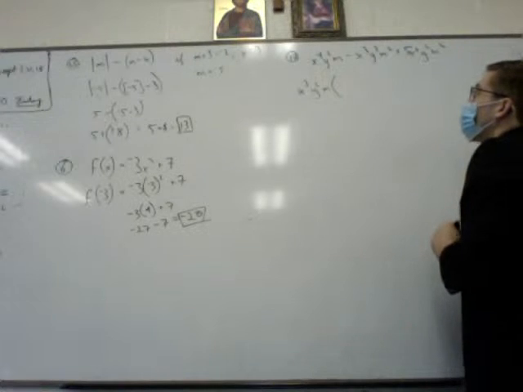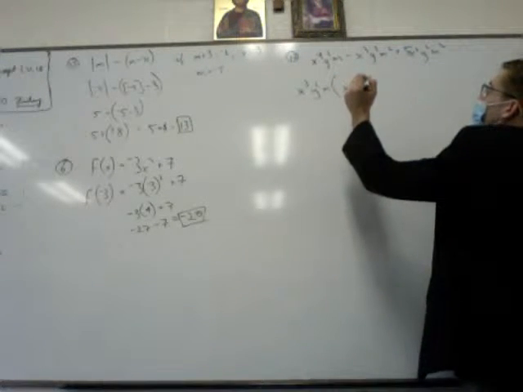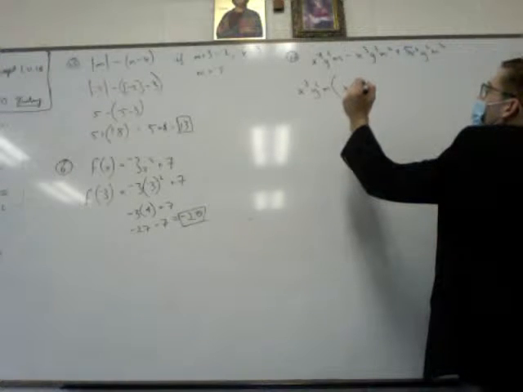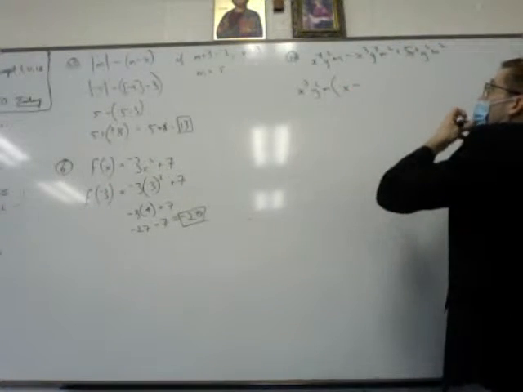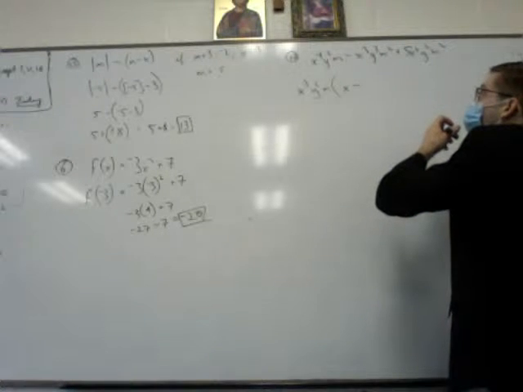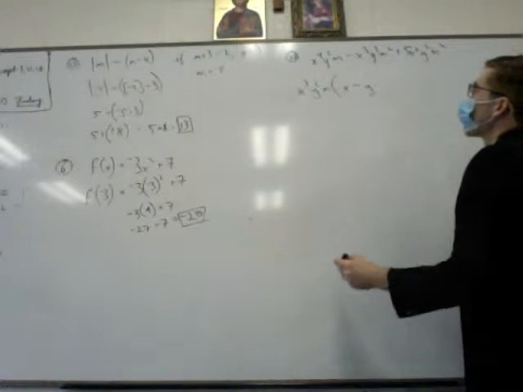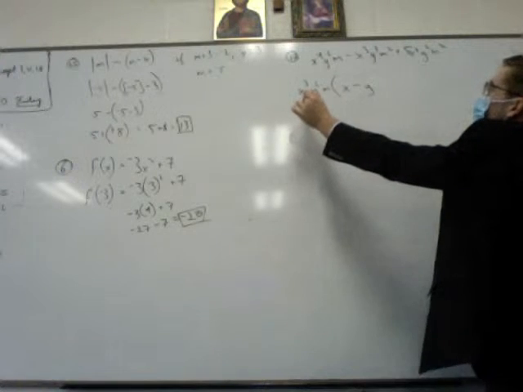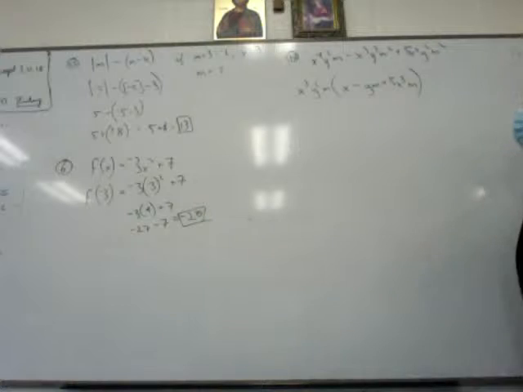Just x. Minus y, because x cubed divided by x cubed gives us 1. Then 5x cubed m.